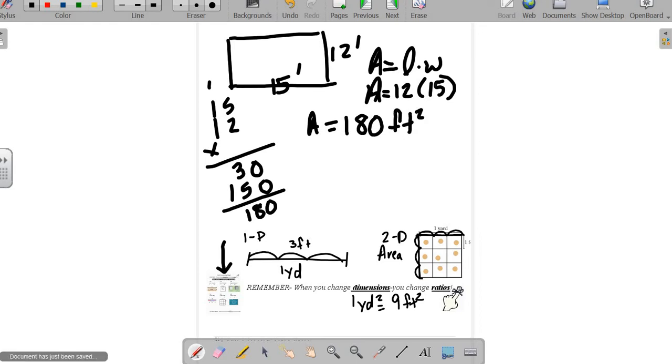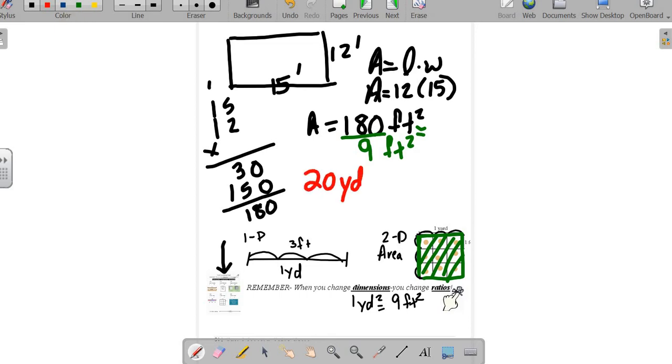feet squared. We need 2 bags of cement per a single square yard. And the square yard is 9 square feet. So we're going to divide by 9 feet squared to get the fact that we need, 9 goes 20 yards squared is the patio. And we need 2 bags per square yard. So that's 20 times 2. So we need 40 bags of cement.